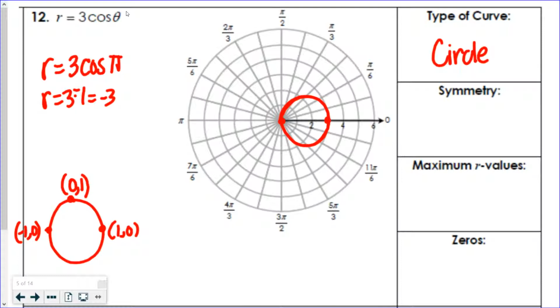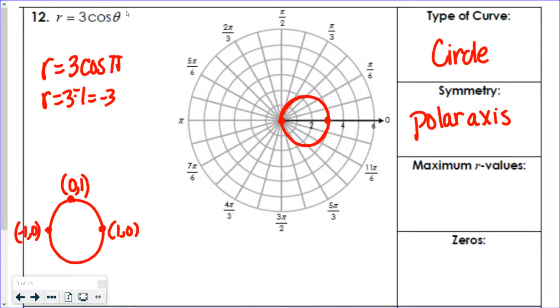As far as symmetry goes for this one, if I cut this guy in half along the theta equals pi over 2 axis and flipped it, it does not look the same over here as it does over here. So we're not symmetrical there. We are symmetrical across the polar axis because this side looks the same as this side if we flipped it down. And then we're not symmetrical about the pole because this piece here would have to flip down here and look the same, but we don't have anything going on down here.